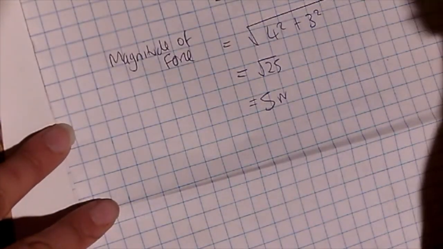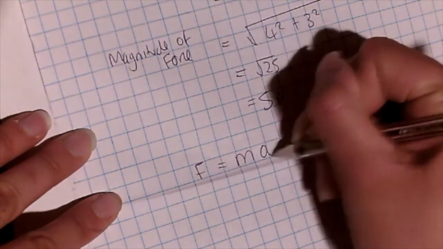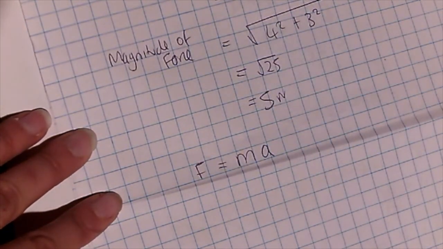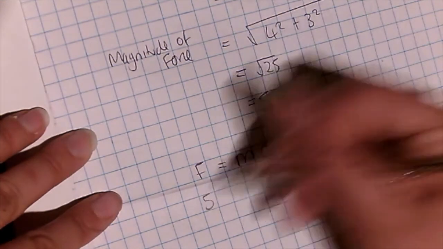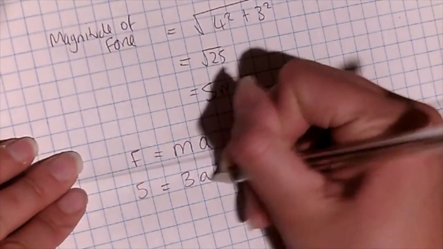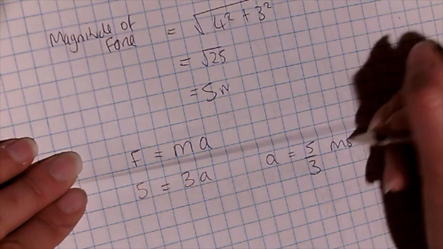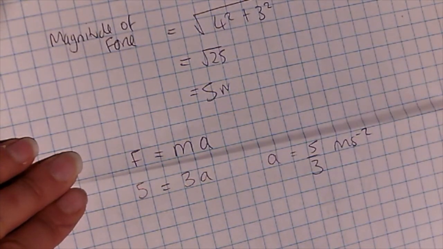Now to get the magnitude of the acceleration, we need to use Newton's second law. Force equals mass times acceleration. The force we've just worked out is a magnitude of 5. We know the mass from the question is 3. So 5 equals 3a. Therefore, a is 5 over 3 meters per second squared.